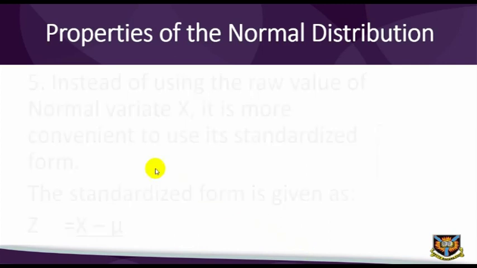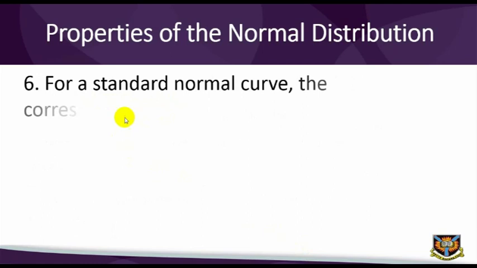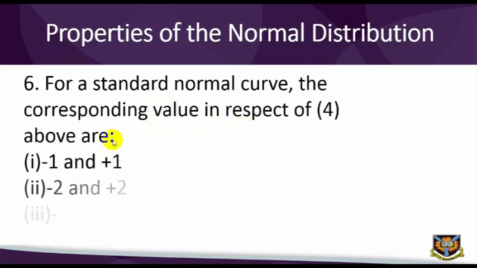6. For a standard normal curve, the corresponding values in respect of 4 above are −1 and +1, −2 and +2, −3 and +3. The standard normal curve for different values of z is tabulated for the use of researchers. This is called the table of normal distribution function. See the appendix. Let us illustrate the discussion in this section with an example.